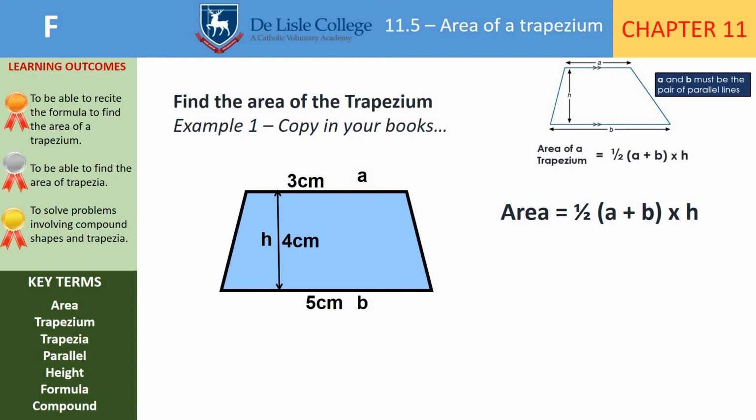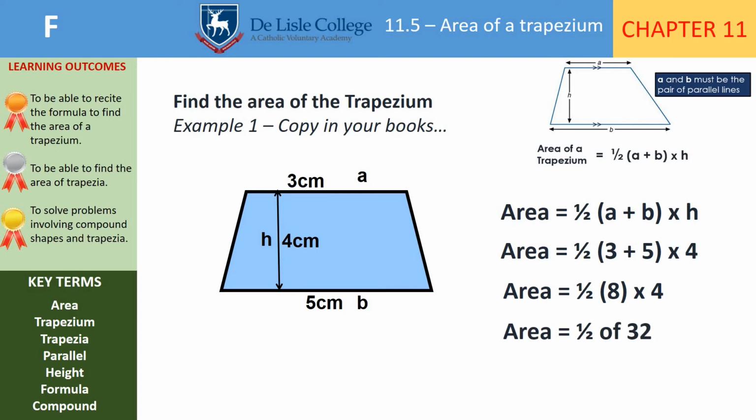a and b are the two parallel sides, so they are the 3 and the 5, and the height is the 4 in between them. So we work out the bracket first, we know that, so it's half times 8 times 4. Now at this stage, I've done 8 times 4 is 32, and you end up with 16. Don't forget the units, centimetres squared. You could have done half of 8 is 4, and 4 times 4 would also give you 16 square centimetres. Pause the video while you copy that as an example in your book.